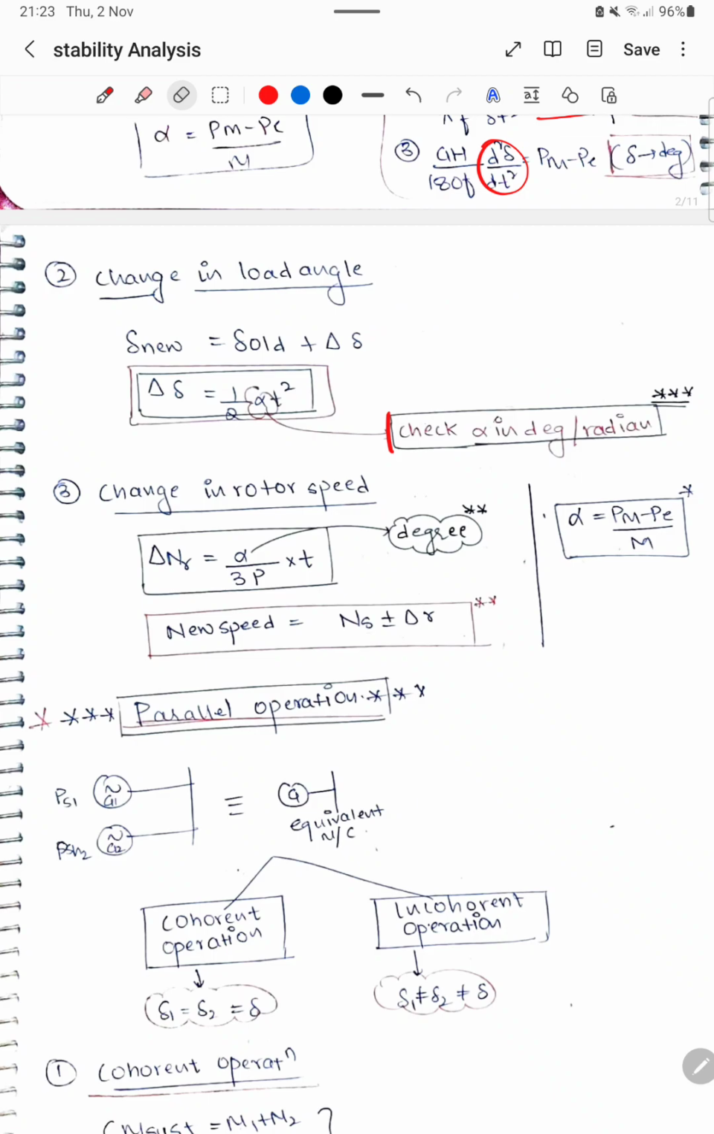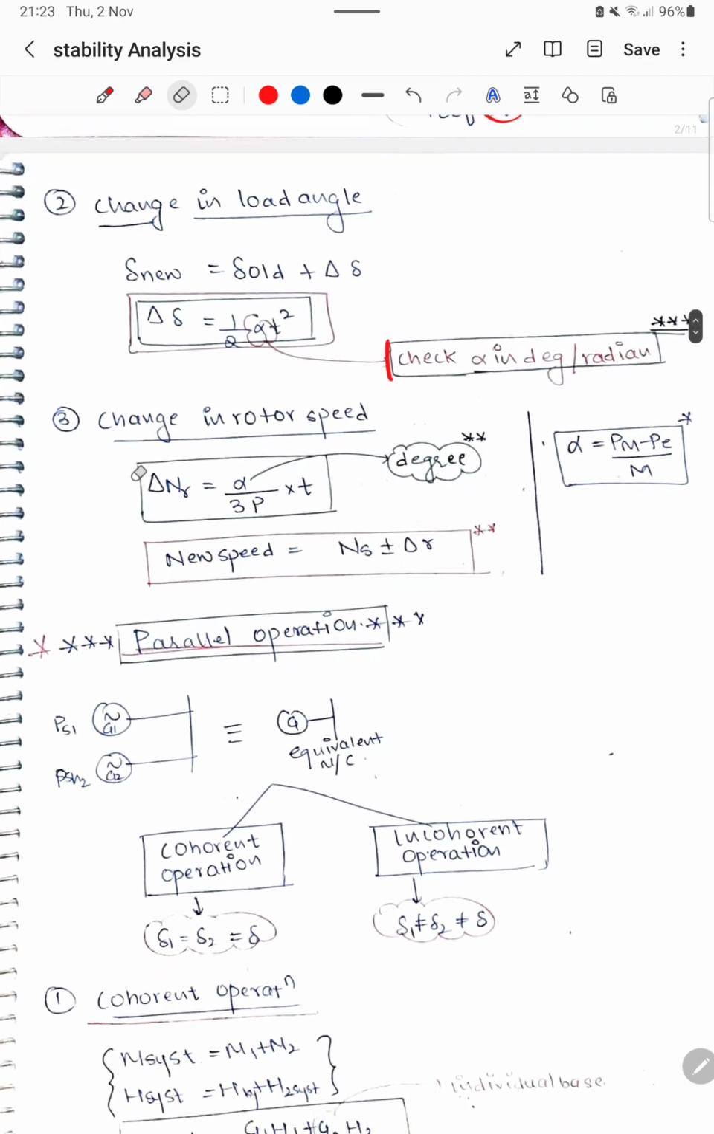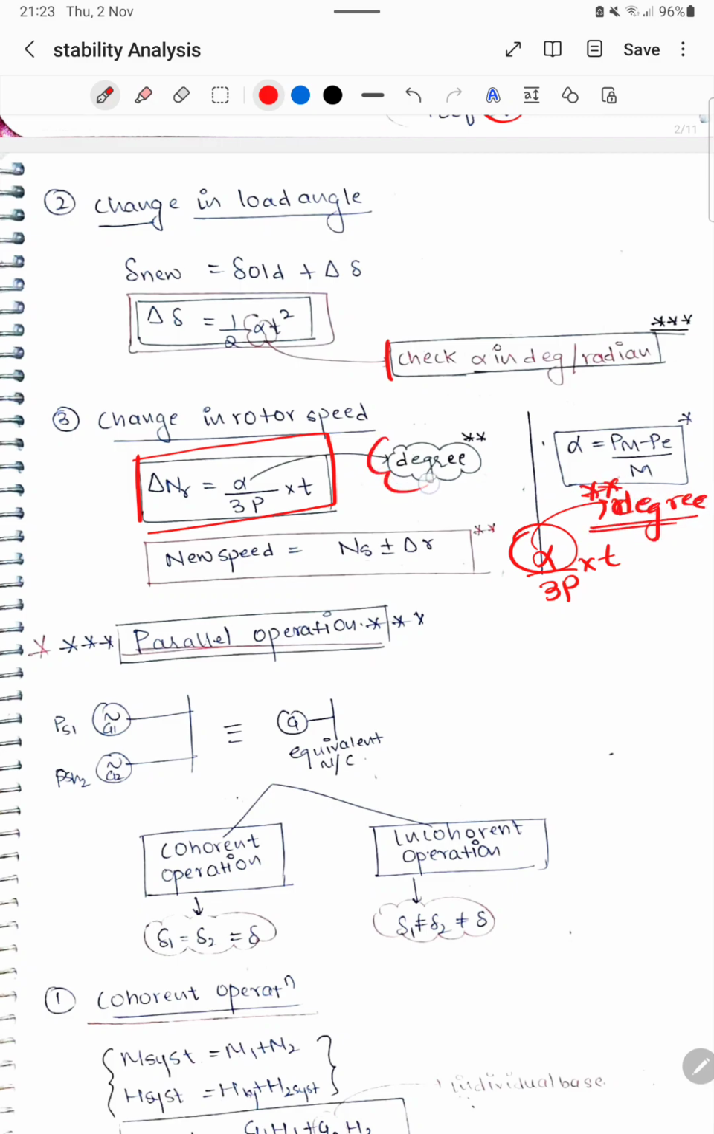Fine. The third formula we will be seeing is change in rotor speed. So change in rotor speed, delta Nr, is nothing but alpha upon 3P into t, where t is to be taken in degrees compulsorily. Alpha is to be taken in degrees compulsorily. Fair. And we have already seen that alpha is nothing but Pm minus Pe upon M. So you find out the change in rotor speed, where you will substitute it.